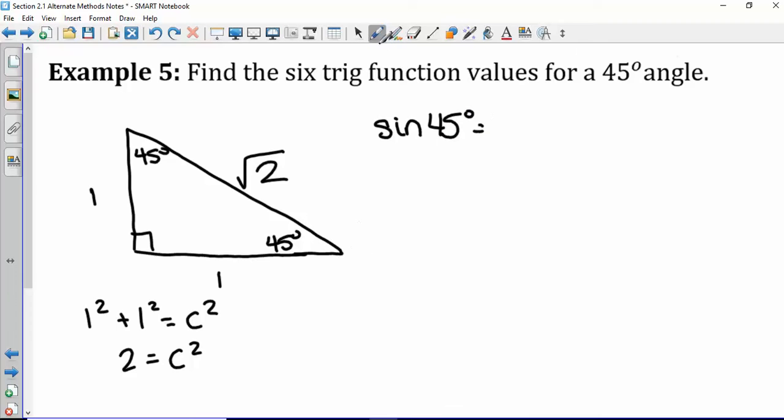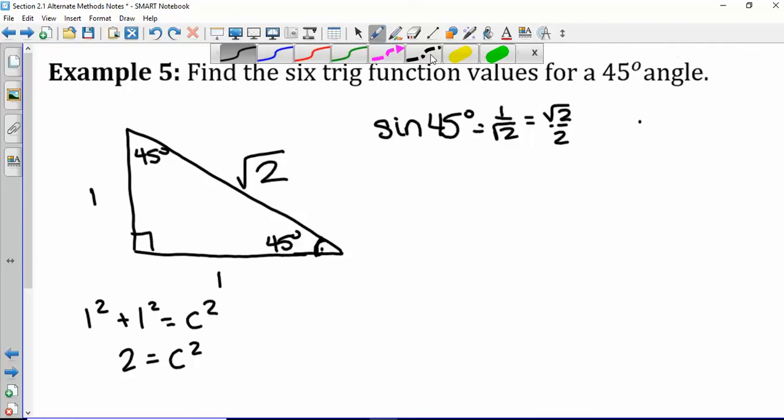So the sine of 45. Doesn't matter which 45 angle you choose to look from, you're going to get the same thing. So I'll just go from the bottom. So opposite is 1. Hypotenuse is radical 2. So that would turn into radical 2 over 2. I just did sine of 45. You could pick either one. I'm doing from down there.